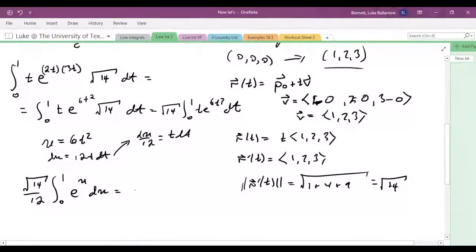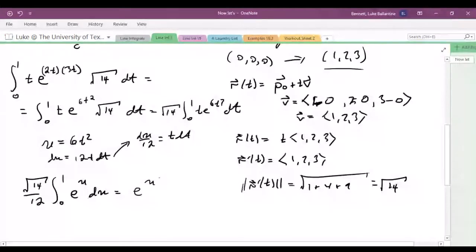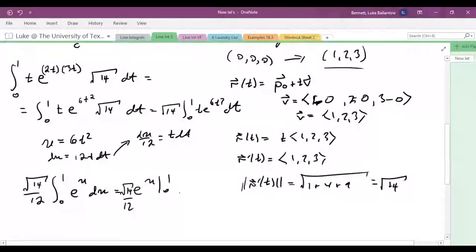The integral of e to the u is just e to the u, evaluated from 0 to 1. So we get the square root of 14 over 12 times e to the first minus e to the 0, which is just 1. So we arrive at the answer.